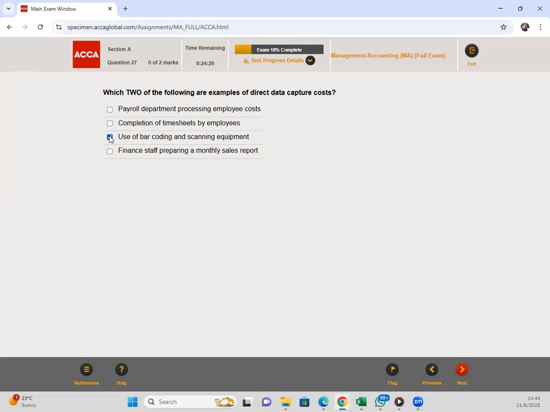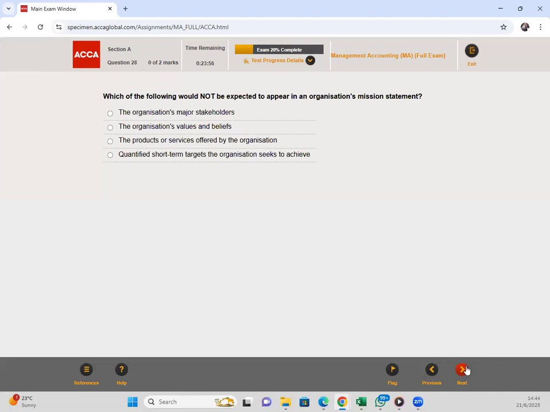Payroll department processing, employee cost, completion of timesheets, finance staff preparing sales report, no. So the cost associated with extraction of data here should be, I think, completion of my timesheets. We are extracting the data. So the costs associated with extracting the data, inputting that data in the system.